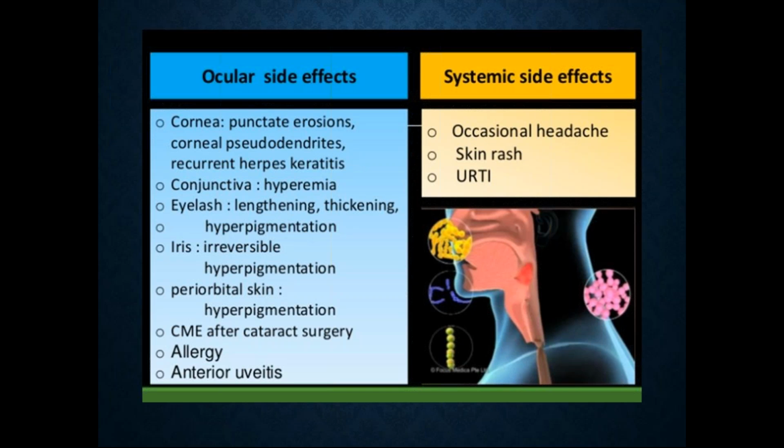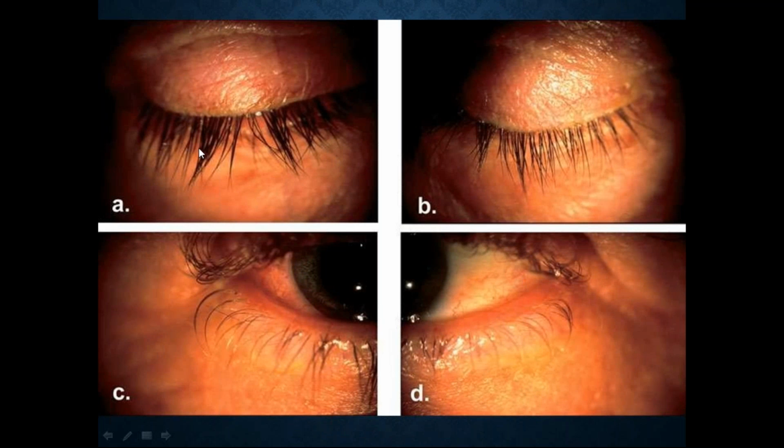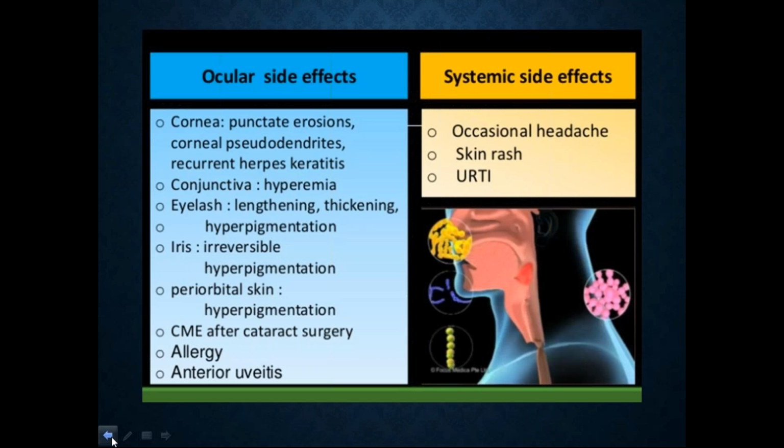Lengthening of the eyelashes will be there, thickening of the eyelashes will be there, and hyperpigmentation of the margins of the eyelashes will be there. You can see here, in this picture, there is thickening of the eyelashes. Here you can see lengthening of the eyelashes, an increase in their length. Here initially it is small, but later there is lengthening and also thickening of the eyelashes compared to here. So there will be lengthening, thickening and sometimes hyperpigmentation of the eyelashes.